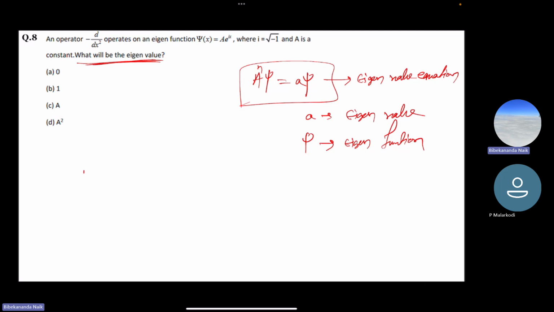So what will be the eigenvalue if we operate that operator? The operator here, A cap, is minus d by dx square, or d square by dx square. Exactly, it will be d square by dx square, not d. So the operator is d square by dx square, and psi is A e to the power ix. I'll give you a few minutes to try this and tell me what the eigenvalue will be.